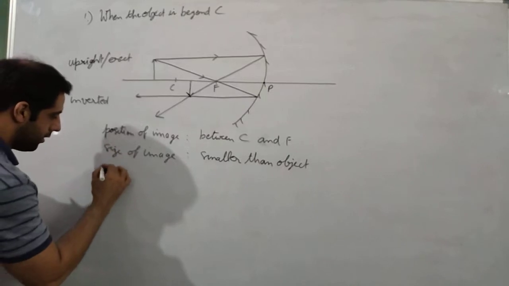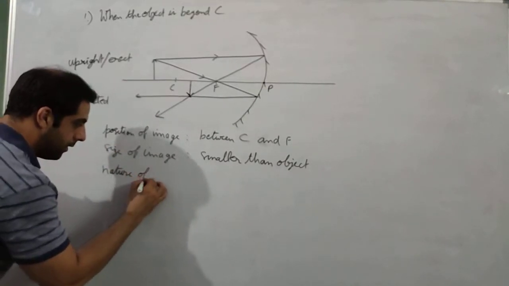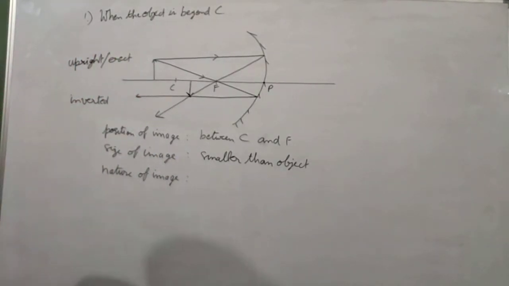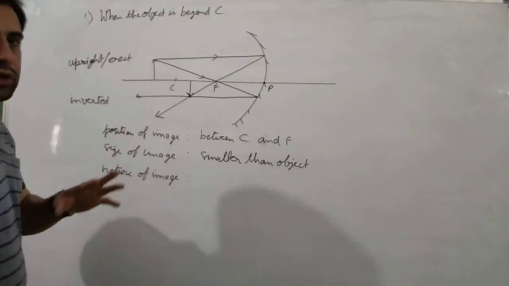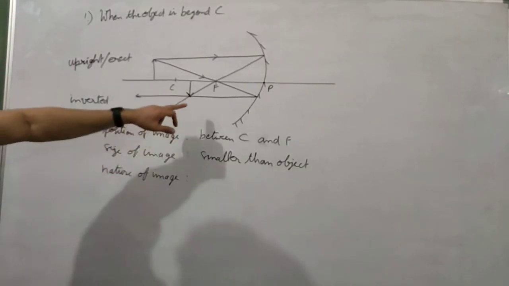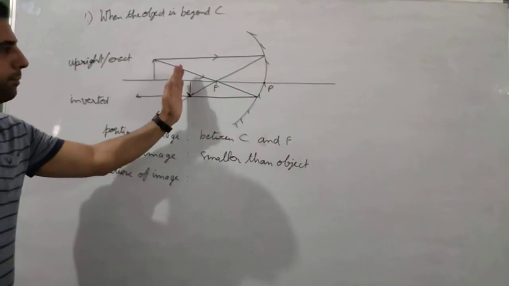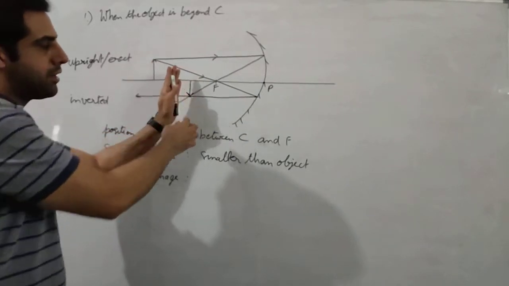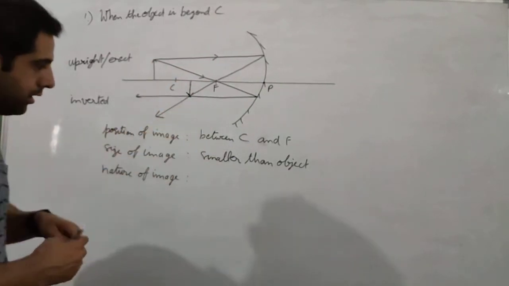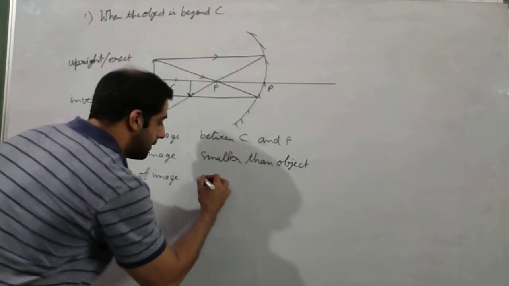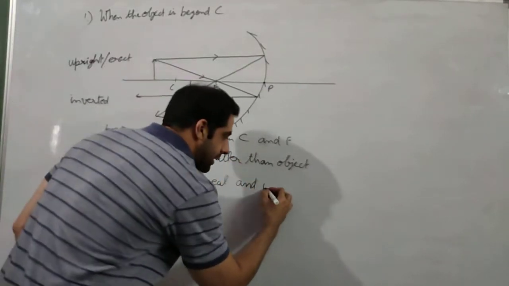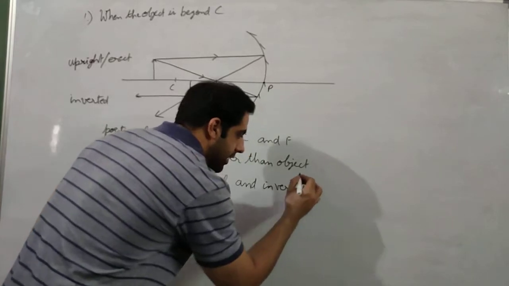Third thing that we will write is nature of image. Now when we talk about nature of image, we write whether the image is real or virtual. We have two natures of images, real and virtual. Now here, this image can be taken on a screen. If I put a piece of paper or a cardboard or a screen here, then the image of the object will be projected on the screen. That means it is real. So we will write, what is the nature of the image? It is real and it is inverted. So we will write that also. It is real and inverted.